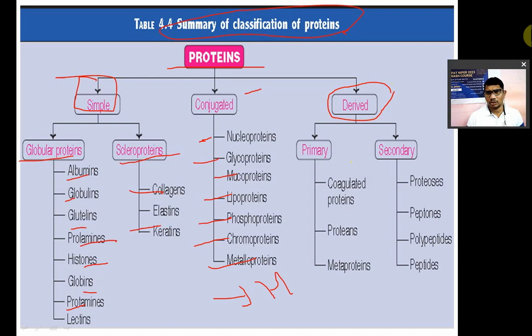So in that you have primary derived proteins and secondary derived proteins. So in primary derived proteins, here coagulated proteins and metaproteins. In the secondary derived proteins में आपको proteose, peptones, polypeptides and peptides. They are the breakdown products of your simple protein or conjugated protein. So this is just classification.